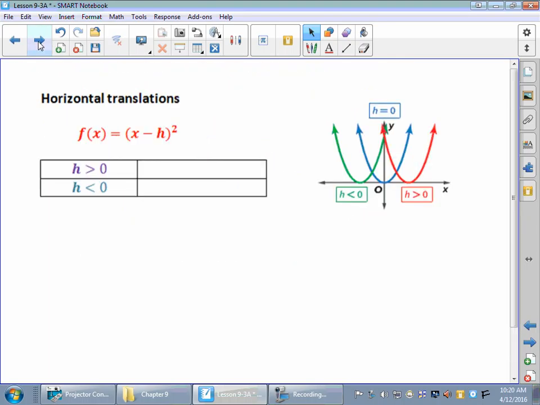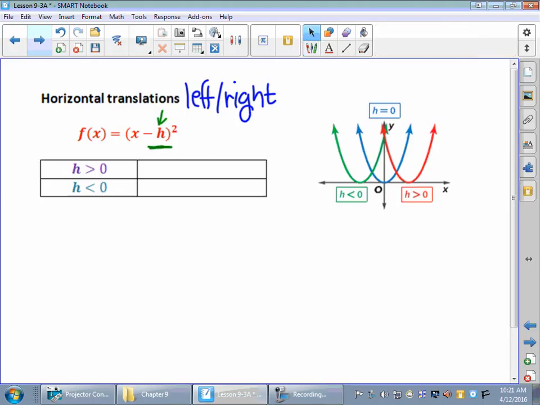Horizontal translations are when we move left and right. These ones you have to be really careful. Watch the sign carefully on these. So these are left and right. Notice, first of all, in the equation, I've got f of x equals x minus h. We used a k at the end on the other one. Minus h in parentheses with the squared on the outside.